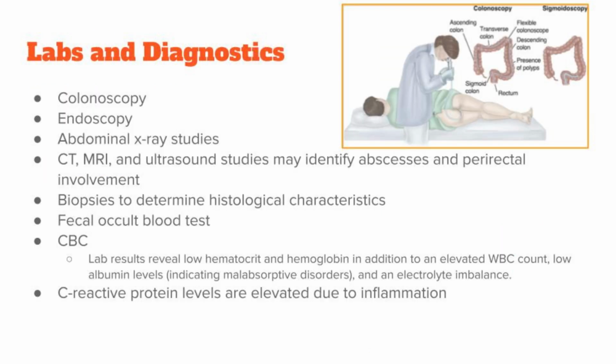Some labs and diagnostics for ulcerative colitis include a colonoscopy, endoscopy. Abdominal x-ray studies may also be performed. CT, MRI, and ultrasound studies may be used to identify any abscesses and perirectal involvement. Biopsies during these colonoscopies or endoscopies can be used to determine the histological characteristics. Fecal occult blood tests may also be done.